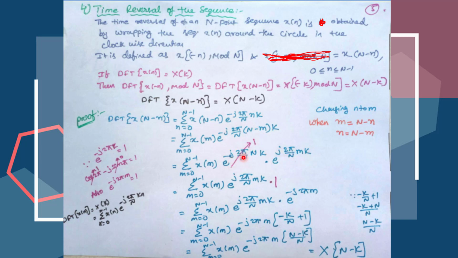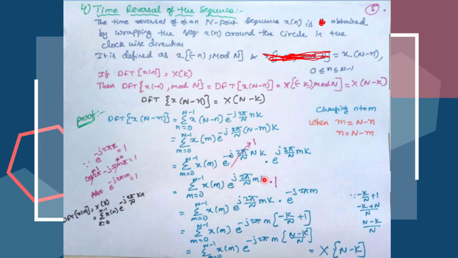So N gets cancelled, e power minus j 2 pi some constant, then you can write cos 2 pi minus j sin 2 pi, which can be written as 1. So this term becomes 1. So from this, the remaining term is x of m e power j 2 pi by N m k. We can multiply 1 to this expression.